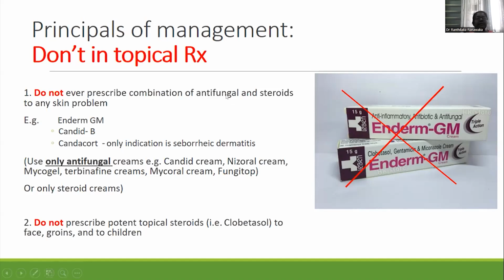There is no indication to use these two in skin problems, right? So use only antifungal creams if you suspect fungi, or only steroid if you suspect eczema. Do not prescribe potent topical steroids like clobetasol, to the face, groins, or to children. We have seen this mistake, and it has caused a big problem in Sri Lanka, causing resistant tinea infection, right? So don't do that.